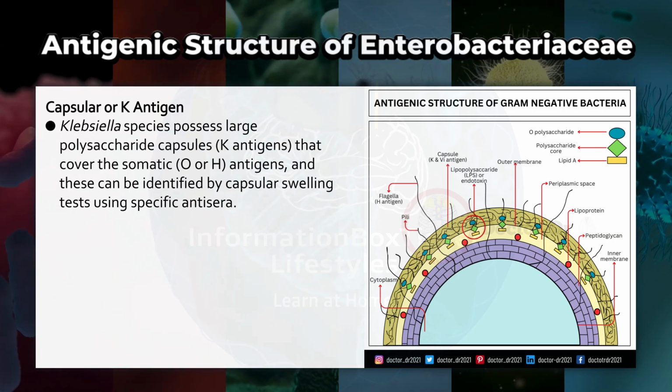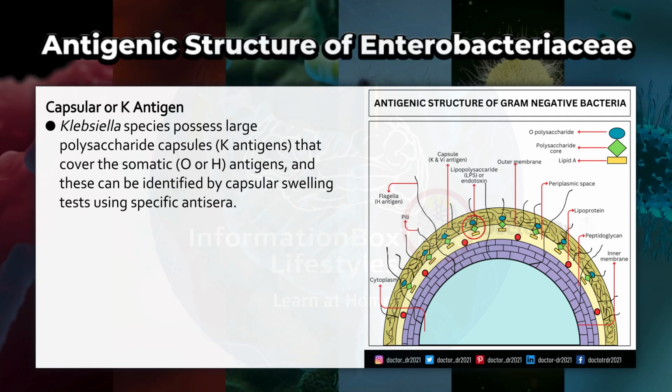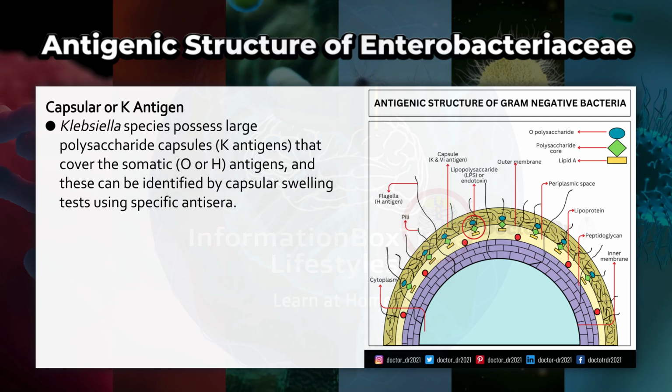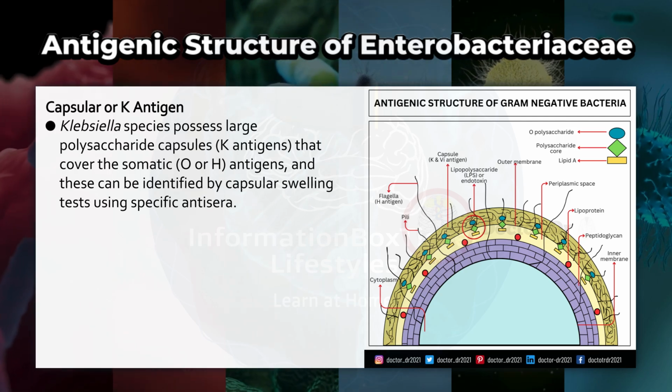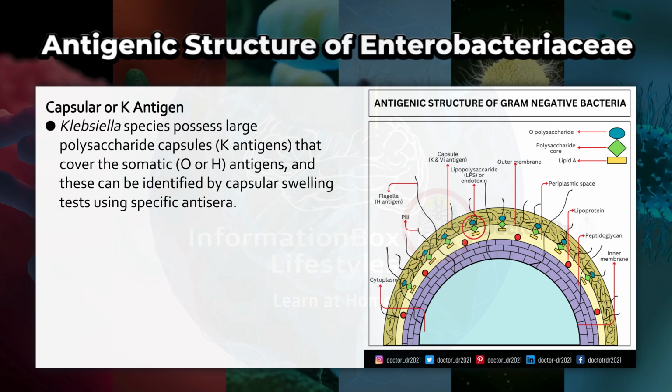Klebsiella species possess large polysaccharide capsules, K antigens, that cover the somatic O or H antigens, and these can be identified by capsular swelling tests using specific antisera.